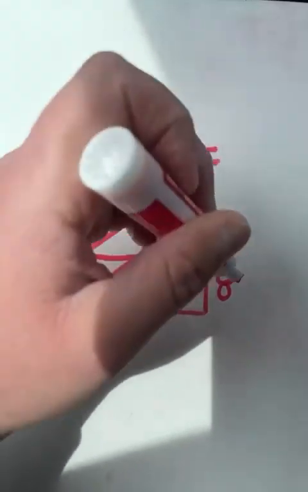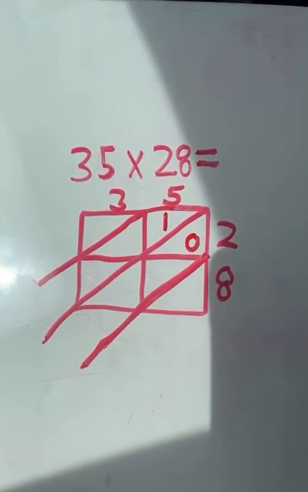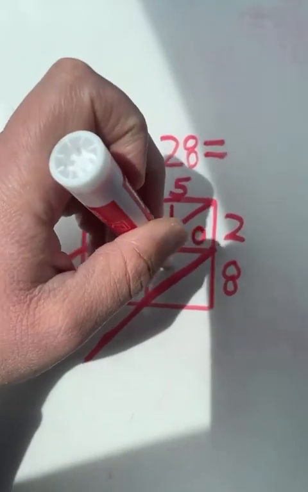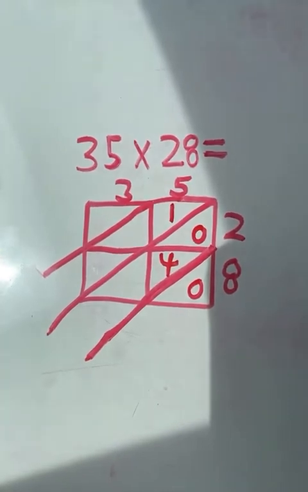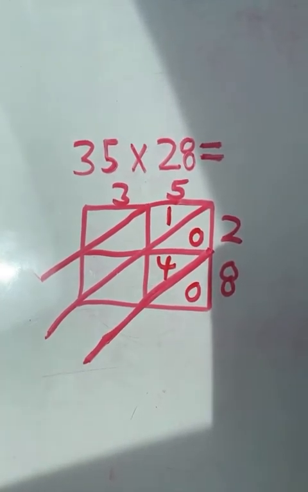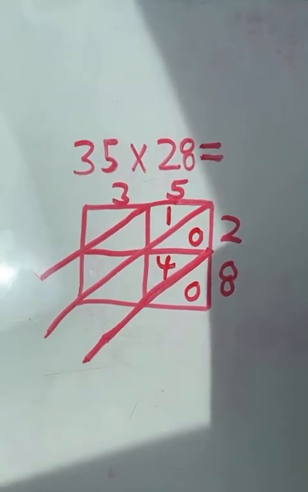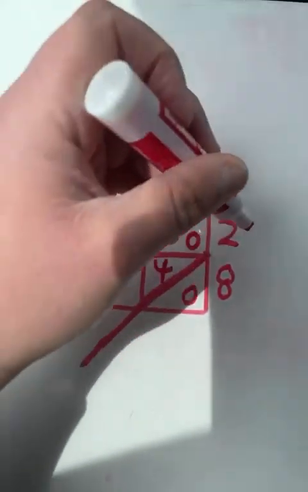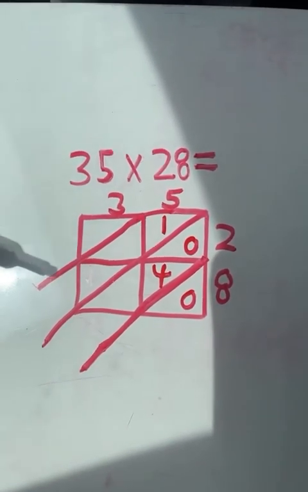Next, we're multiplying 5 times 8. 5 times 8 equals 40, so we're going to put a 4 in the top triangle and a 0 in the bottom. Next, we are going to multiply 3 times 2. The answer to 3 times 2 is going to go in this square. 3 times 2 equals 6.